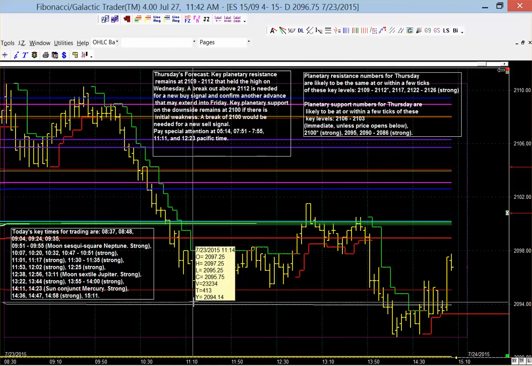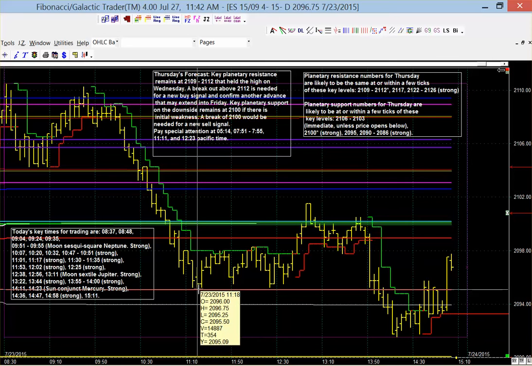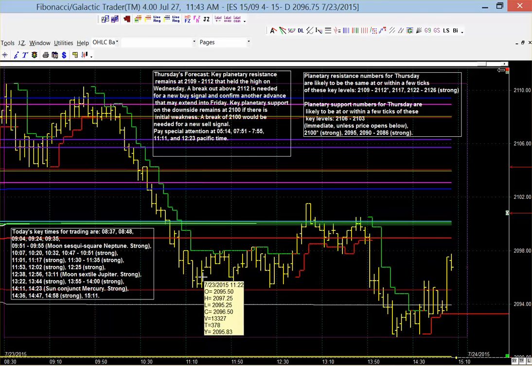So price came down, and then we have a strong 11:17 time, and you see that stopped the move down in its tracks, and that was right at 2095. So that was price and time coming together here at 2095 at the strong 11:17 time, and that stopped the move down in a consolidation.